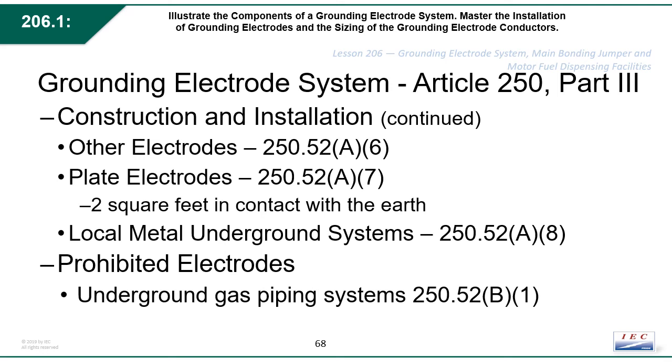Grounding electrode system. Construction and installation, other electrodes like plate electrodes, local metal underground systems, etc. found in 250.52 all the way through B1.